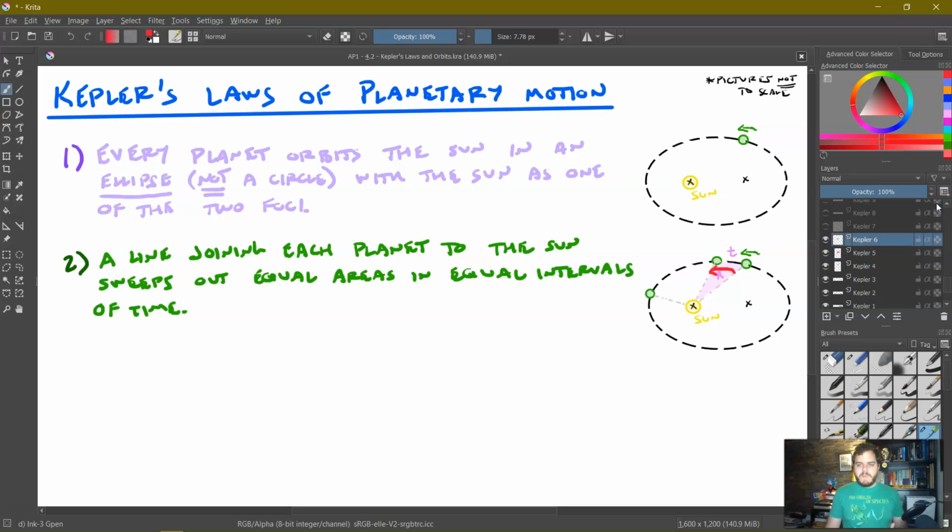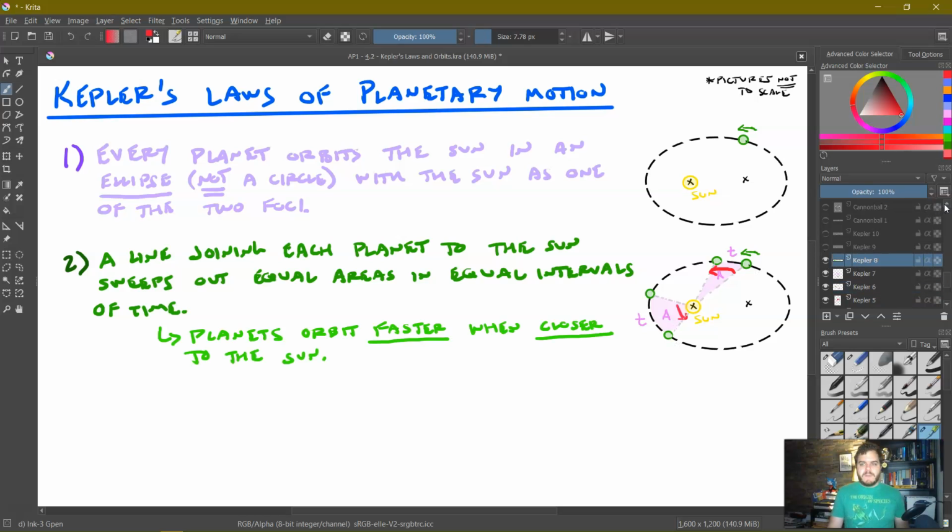Well, if we look at a different point in the planet's orbit, in the same amount of time, whether that is 2 months or whatever, it must sweep out an equivalent area. But for that to happen, when the planet is closer to the sun, then it must move a greater distance around its orbit in that same amount of time in order to make this happen. And if that's the case, this is really ultimately telling us the planets orbit faster when they are closer to the sun. They literally speed up when they get closer and slow down when they get further away.